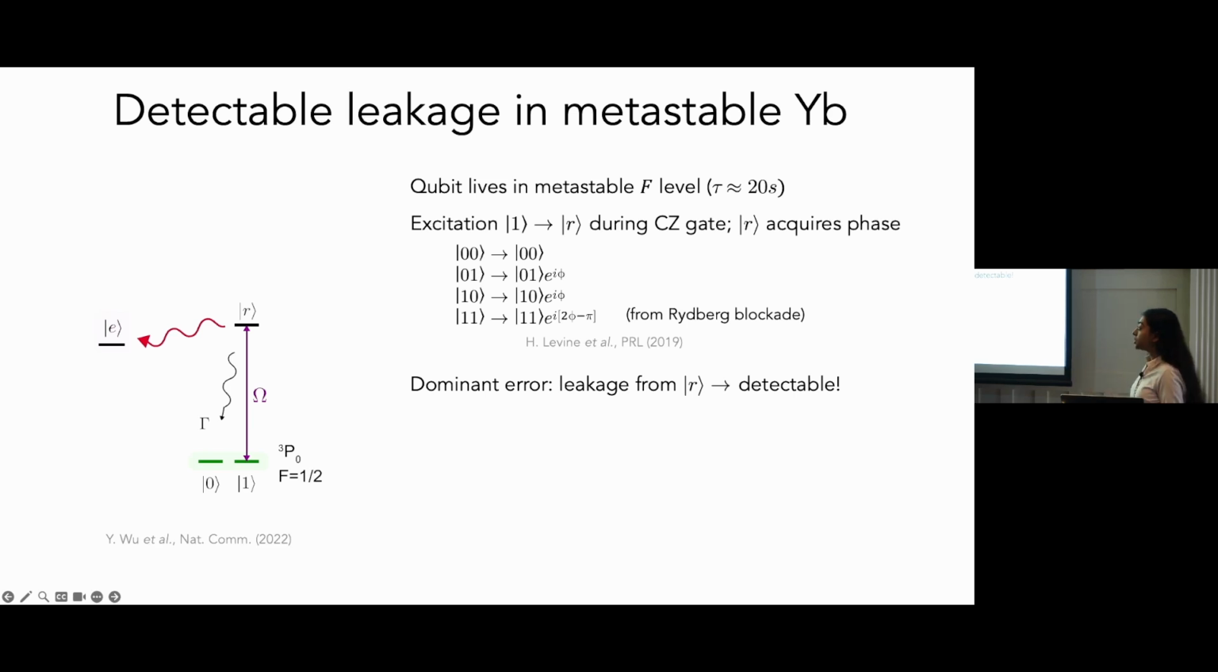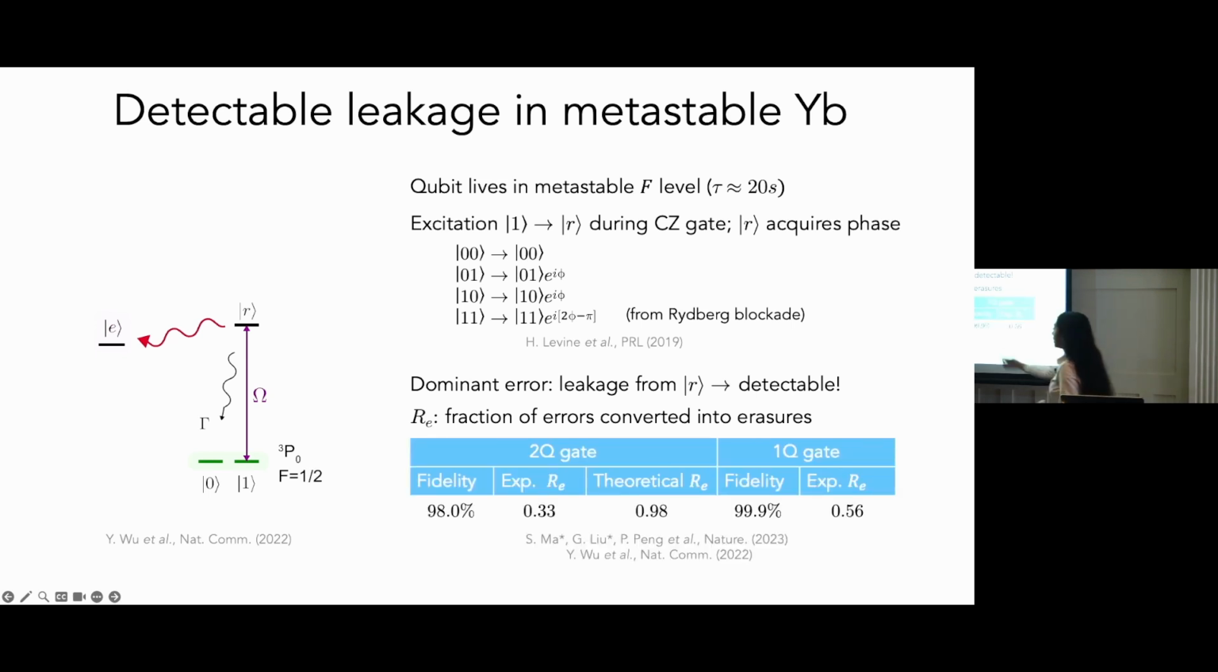And this kind of physical model motivates us to define a quantity that we call the erasure fraction, which is just the fraction of errors that happen to our qubit that, in fact, are detectable. And theoretically, it was proven in this paper by Wu and colleagues that you can achieve an erasure fraction of 98% in these two qubit gates. There was an experiment last year by Jeff Thompson's group where they achieved an erasure fraction of 33% by only imaging the ground state and not the excited Rydberg levels that we saw earlier.